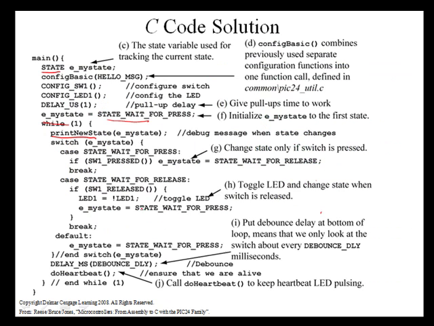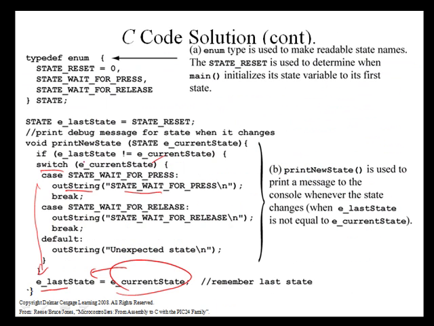Recall that we are continually looping through here, so the next time we loop through, we're going to come to print new state. At that point, we're going to execute this code, and we're going to say, is lastState equal to current state? It is equal. We have not changed it yet, so we're not going to print out any messages. If we didn't have this check right here, we'd get a flood of messages out to our serial port every time through the loop, every 15 milliseconds, and we wouldn't be able to tell what's going on. This is only going to print this message out whenever the state changes.